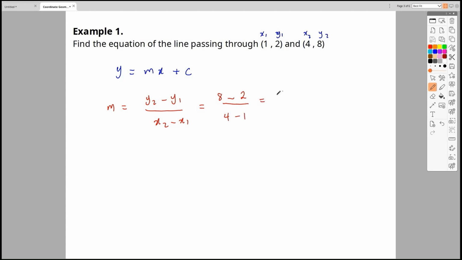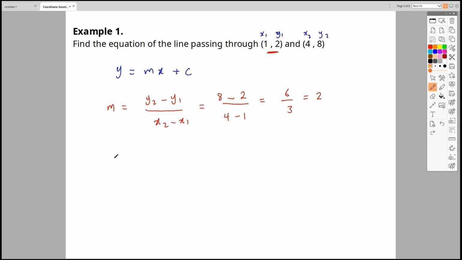So 8 minus 2 is 6 over 4 minus 1 is 3. 6 divided by 3 equals 2. So now we have the gradient 2. And now I need to find the value of c. To find c, we can just simply sub any one of these points into the values of x and y. So I'm just going to use the easy one. We'll use this point here.